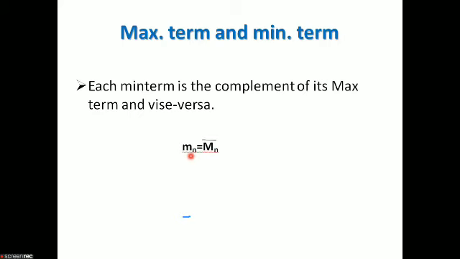Suppose we have min term 3 and we want to find max term 3, then we have to take the complement of min term 3. Then we can get the max term 3. Similarly, if we have max term 4 and want to find min term 4, then we will take the complement of the max term 4, and we will get the min term 4. In this, for the complements, we will be applying De Morgan's theorem. Then we can find the min terms and also the max terms. I hope this is clear to all of you.